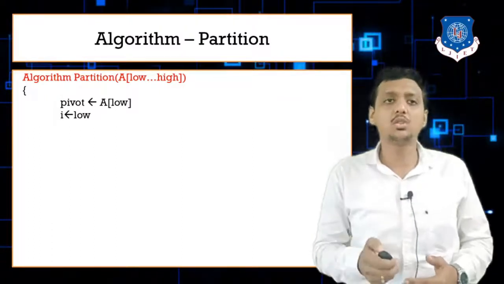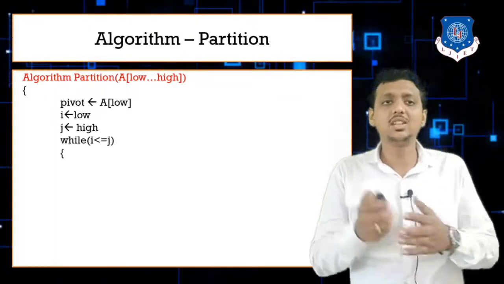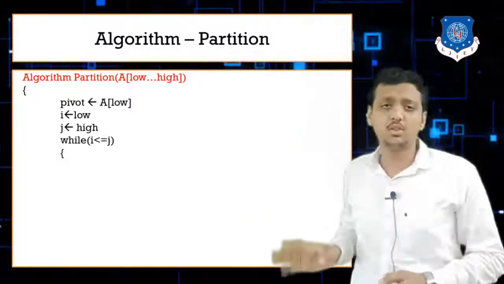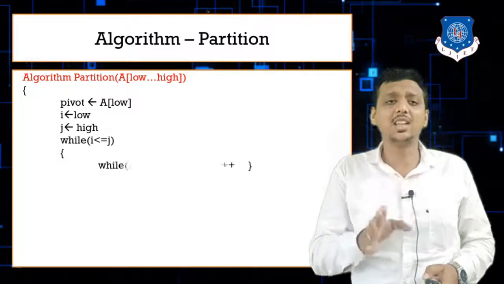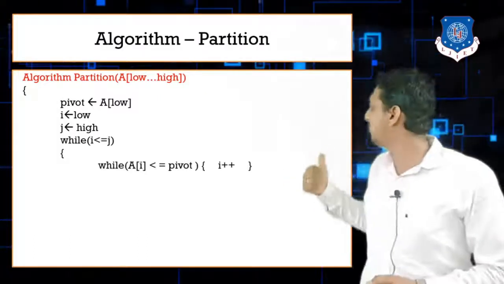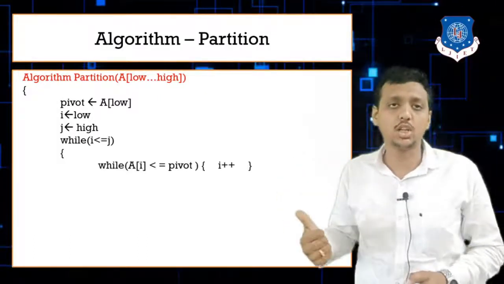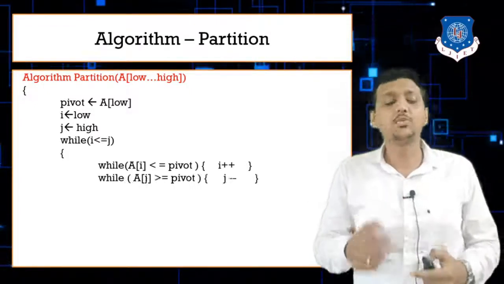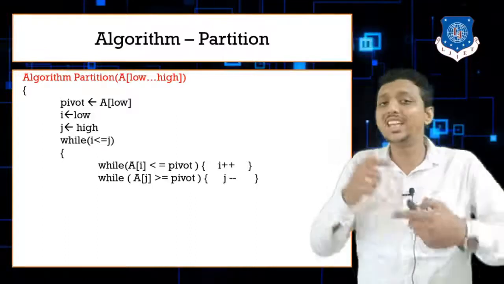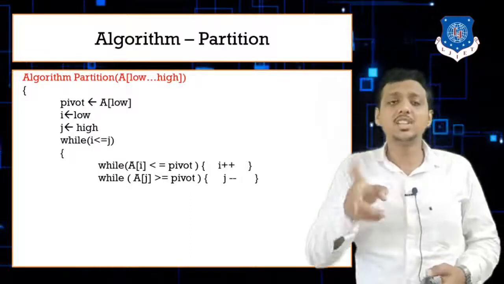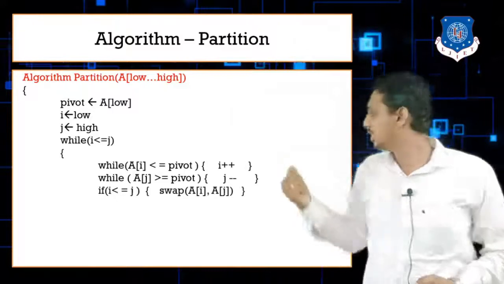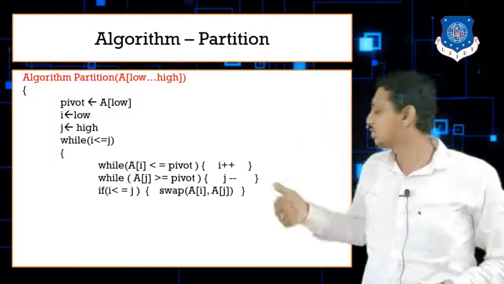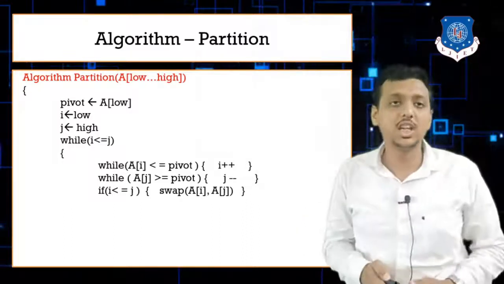Then i is also on low, then j is on high. Then while i is less than or equal to j, check whether A of i is less than or equal to pivot or not. If A of i is less than or equal to pivot, you need to increment i. If A of j is greater than or equal to pivot, then decrement j. If in some cases both get stopped, then you need to swap both of them. So swap A of i and A of j.